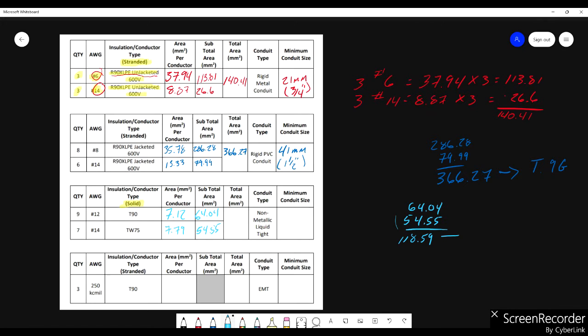Now we're going to go to, based on the conduit fill that we're allowed, 40%, table 9G. And for non-metallic liquid tight, you're going to see that you would require a 21 millimeter. So table 9G, and you're going to have a 21 millimeter, which is a 3/4 inch conduit.